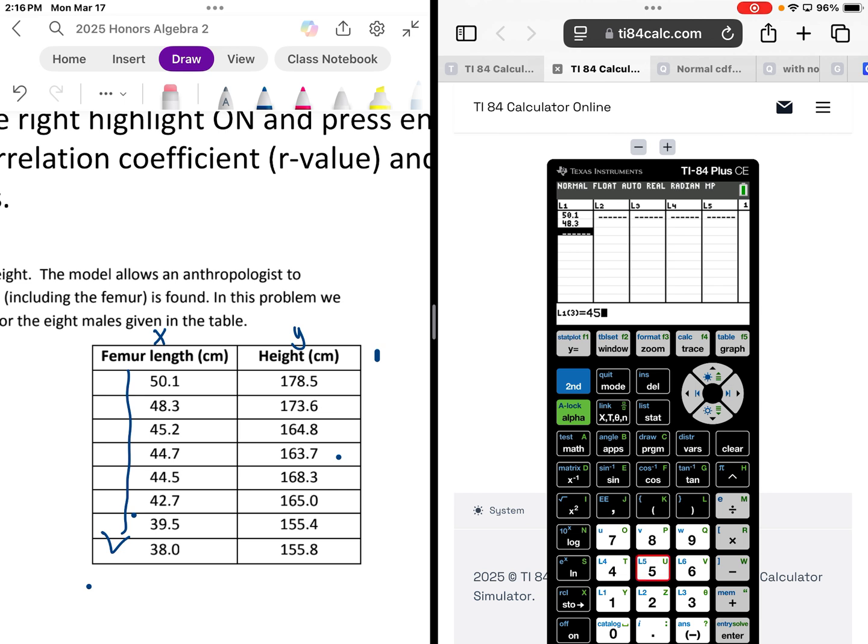Wait, how do we get there? Press stat, S-T-A-T, and then enter. Oh. Yep. All right, so let's see, 45.2. Remember, careful with the happy fingers.